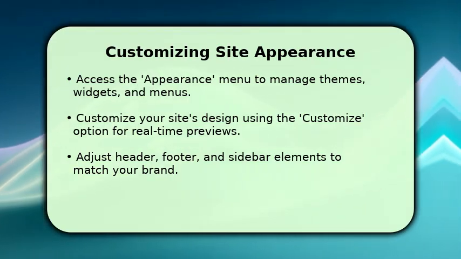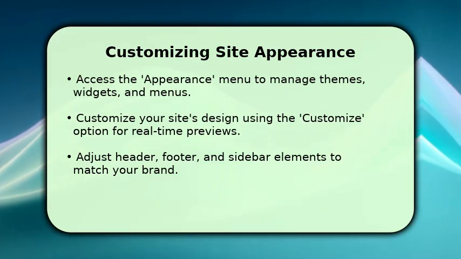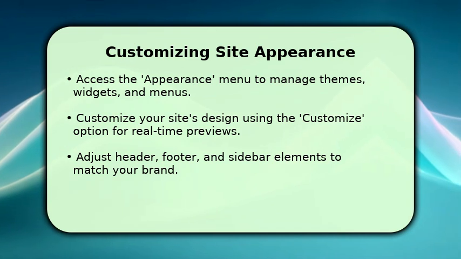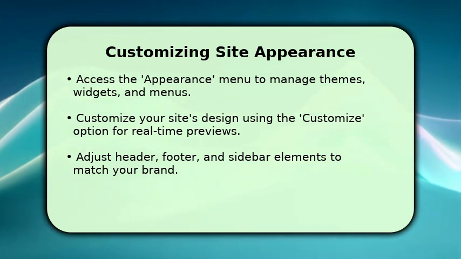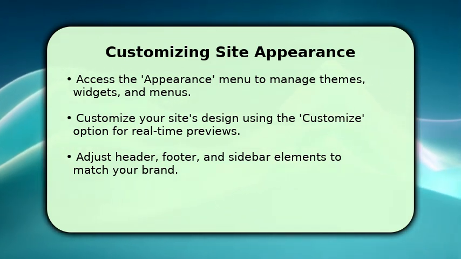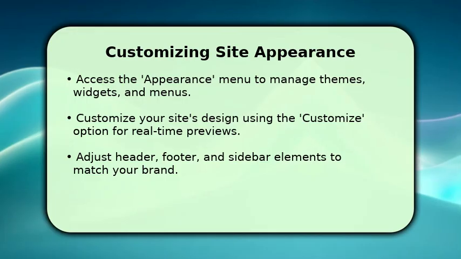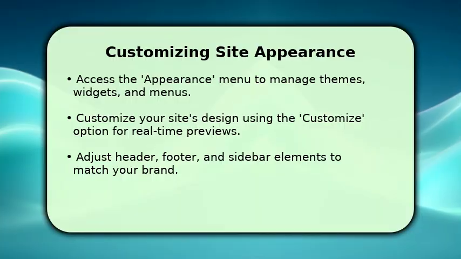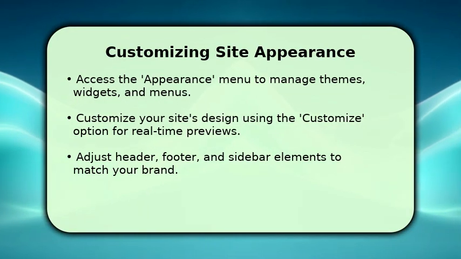Beyond content, WordPress allows extensive customization of your site's appearance. Navigate to the Appearance section in your dashboard. Here, you can change your theme, manage widgets in your sidebars, and organize your navigation menus. The Customize option provides a live preview, letting you see changes to colors, fonts, and layouts instantly. This ensures your website perfectly reflects your brand's aesthetic.